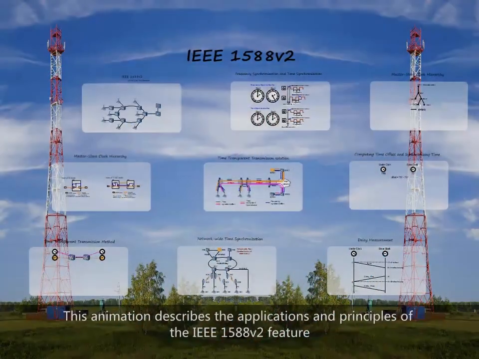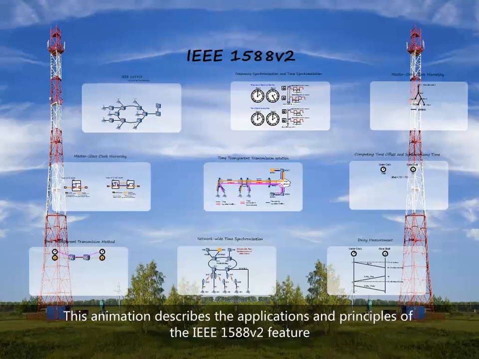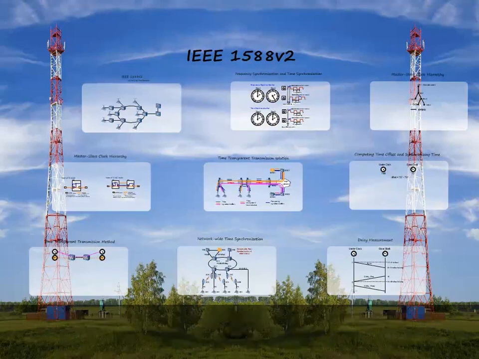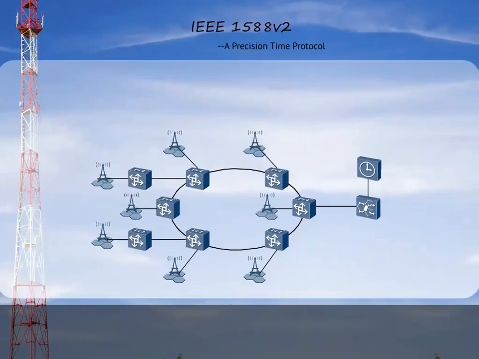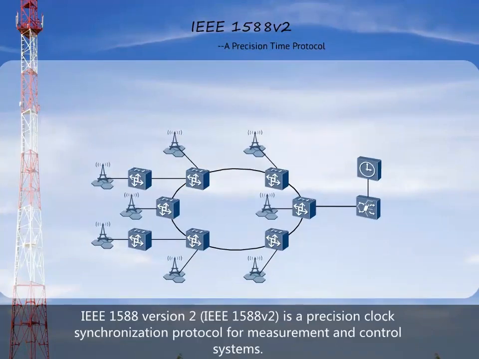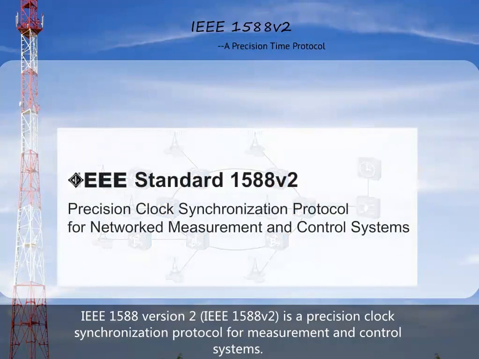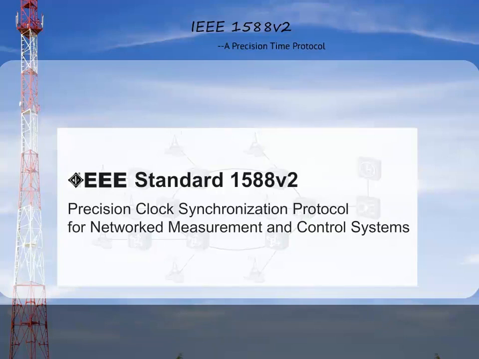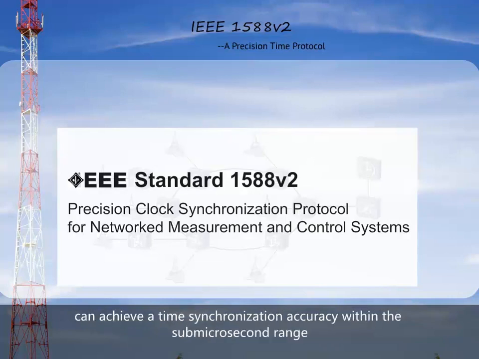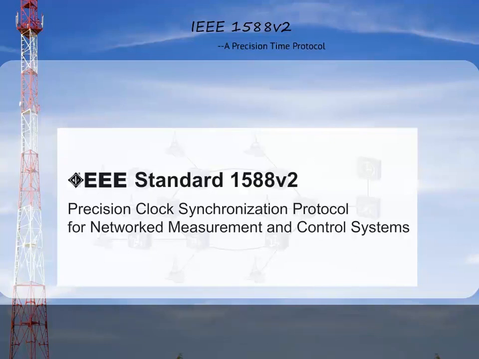This animation describes the applications and principles of IEEE 1588 v2 feature. IEEE 1588 version 2, IEEE 1588 v2, is a precision clock synchronization protocol for measurement and control systems. IEEE 1588, also called the Precision Time Protocol, PTP, can achieve a time synchronization accuracy within the sub-microsecond range.